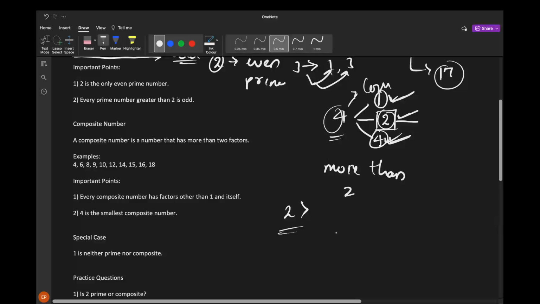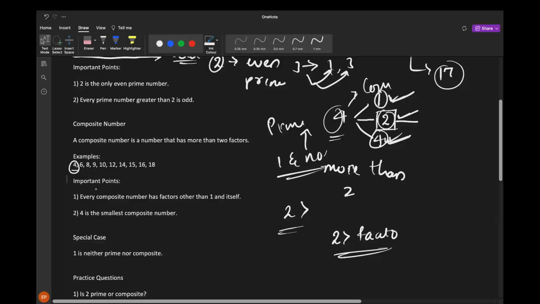Composite number means having greater than 2 factors. More than 2 factors means it is composite. If it has only 2 factors, 1 and the number itself, then it's called a prime number. And 4 is the smallest composite number. It starts from 4.